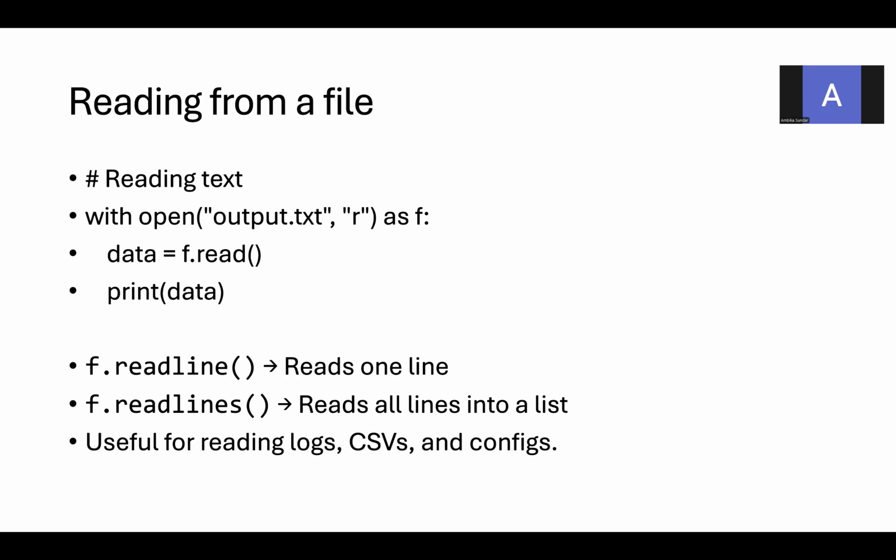So in this slide, you are able to understand how to open the file in the read mode and store it in a variable, and how to read the content of the file and keep it in another variable and print that variable to see the content of the file. Using the readline, you are going to read only one line at a time. Using the readlines, you are going to read all the lines in the file and you will be storing in the list when you are going to use the readlines option. So this entire operation is good for reading the logs, CSV and config files.